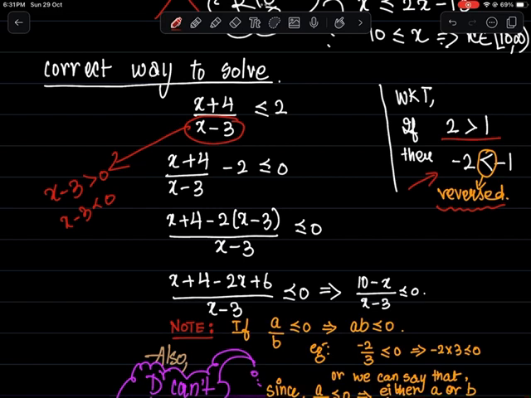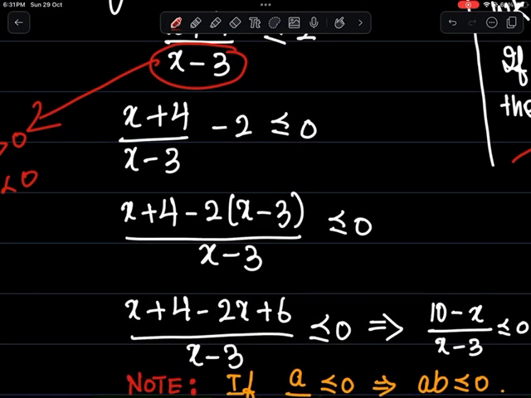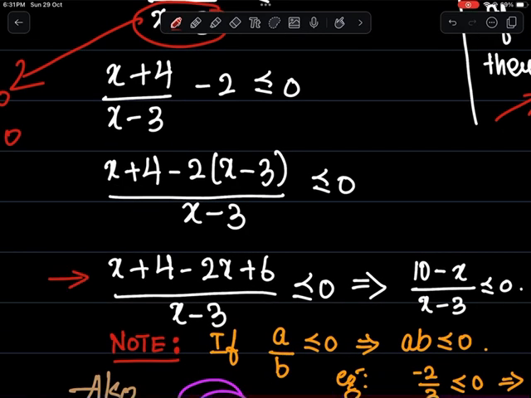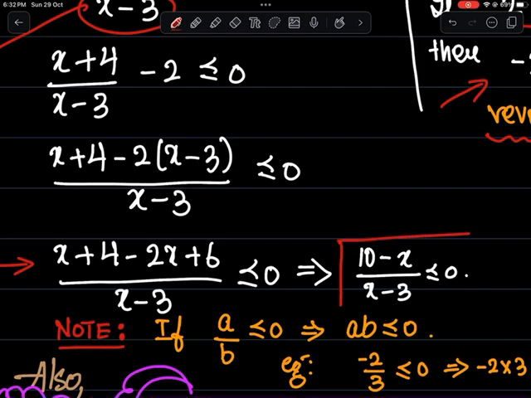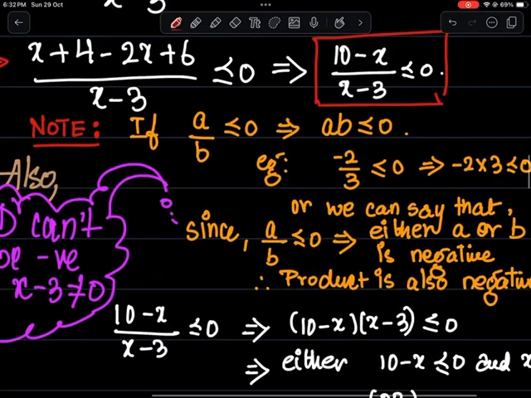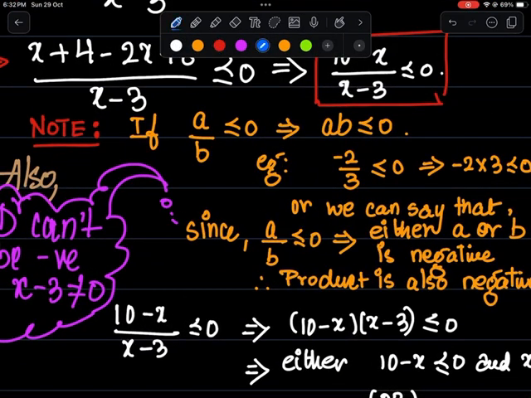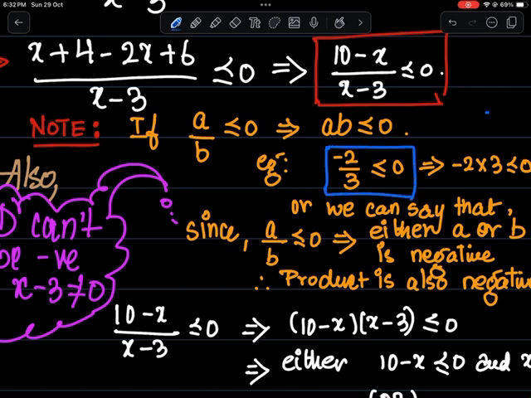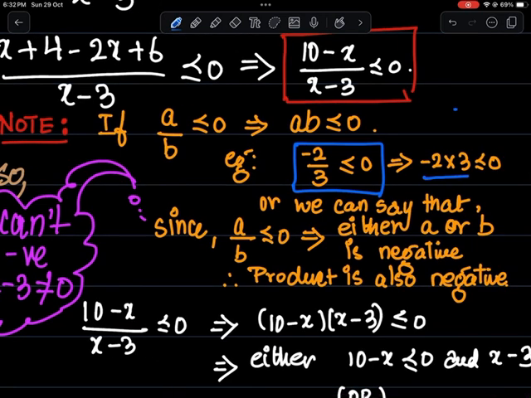Now the correct way to solve is to bring all the numbers to the left hand side, take the LCM, and then the simplified inequality will be (10 − x)/(x − 3) ≤ 0. Now here is the important concept that we are supposed to know. For example, if −2 times 3 is less than or equal to 0, then we can say that the product of those two numbers is also less than or equal to 0. As we know, if we multiply two numbers and one of them is negative and the other one is positive, we get a negative number. Similarly in the case of division as well.